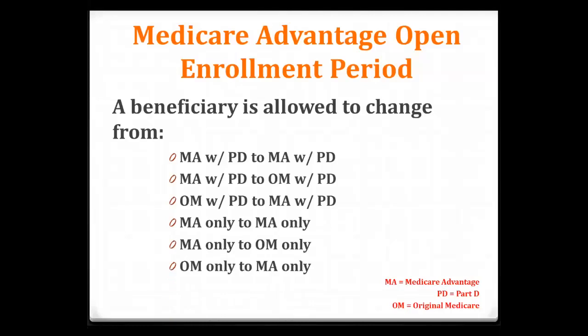The only thing, and I didn't put this up here because I don't want to confuse you guys, but I do want to tell you, the only thing that a beneficiary cannot do is go from an Original Medicare drug plan to an Original Medicare drug plan. That is not allowed. These 6 scenarios listed on the screen are the only 6 scenarios that can happen during the Medicare Advantage open enrollment period, January 1st to March 31st.